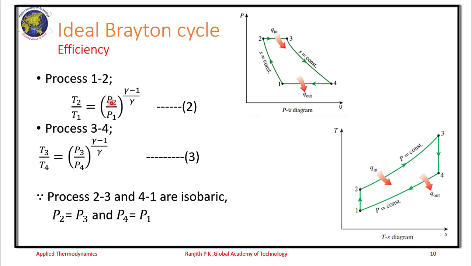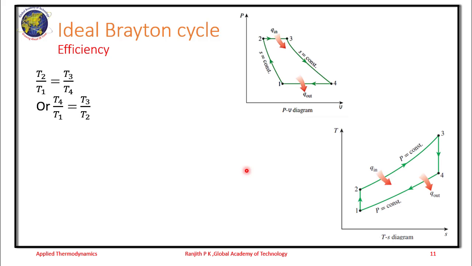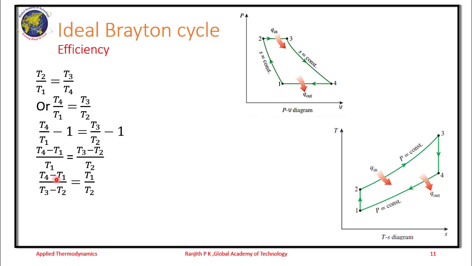If the pressures are the same, the RHS of equations 2 and 3 become the same. So we equate 2 and 3 and write T2 by T1 is equal to T3 by T4. This equation is rearranged to T4 by T1 is equal to T3 by T2, and we subtract 1 on both sides. So (T4 minus T1) divided by T1 is equal to (T3 minus T2) by T2. On rearrangement, (T4 minus T1) divided by (T3 minus T2) is equal to T1 by T2.